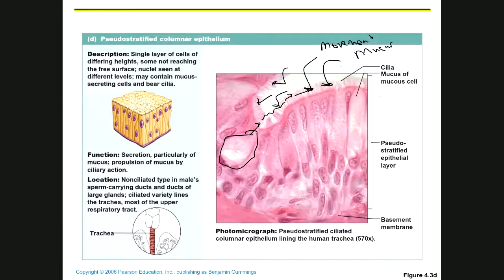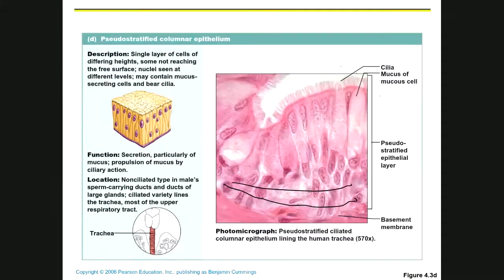If you look over here, you can see why it's pseudo-stratified. The nuclei are at different levels. And if you look at this picture, if I were to just count layers, I'd probably say that there's at least 4, maybe 5 layers in here. But there's not, because every cell touches the basement membrane. They may not always go all the way to the surface, but they all touch the basement membrane.